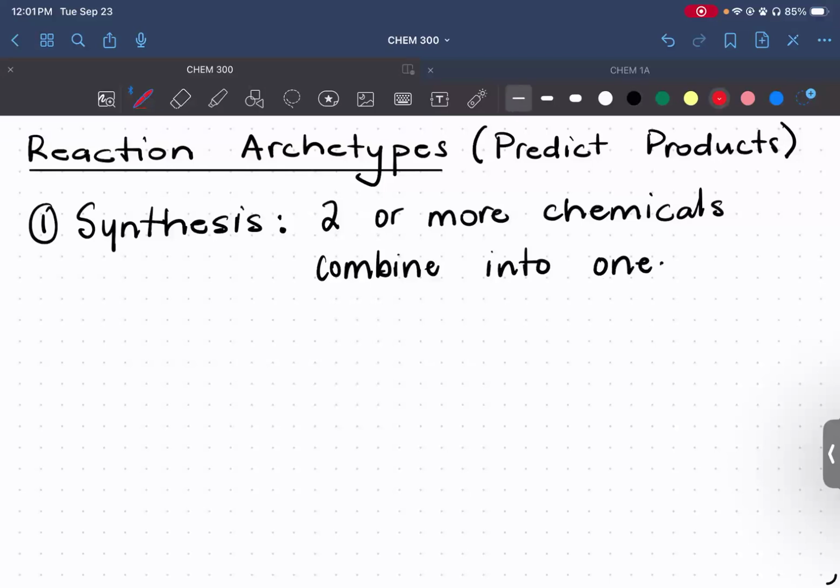This can be generically represented by A plus X is equal to AX. Two chemicals just come together and combine into one. A and X are just meant to represent generic ions and elements. There is no element on the table that's just A or just X. So these are just generic elements.